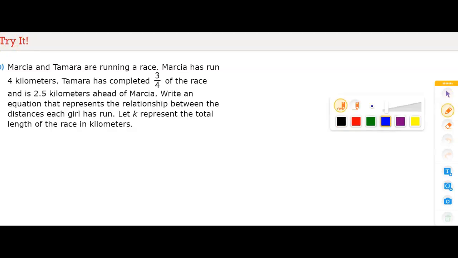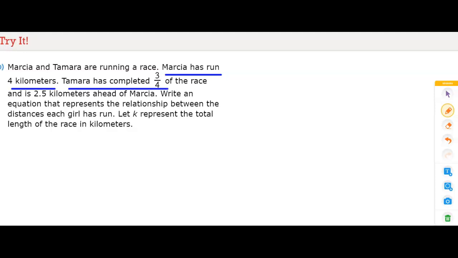Let's identify information from the problem. Marcia has run 4 kilometers. Tamara completed 3/4 of the race and is 2 5/10 kilometers ahead of Marcia. So we have to write an equation that represents this relationship. And K will represent the total length of the race. So they are giving us the variable to use for the equation.